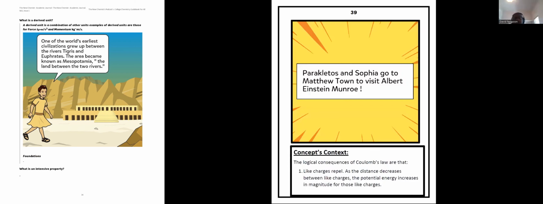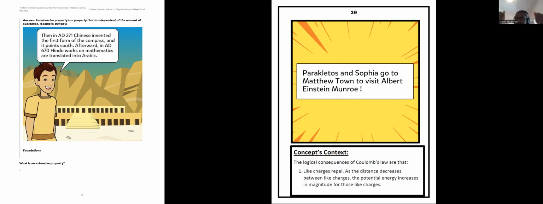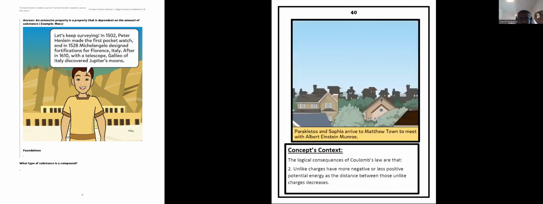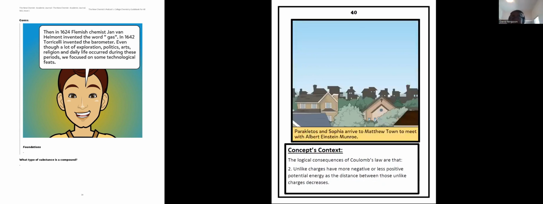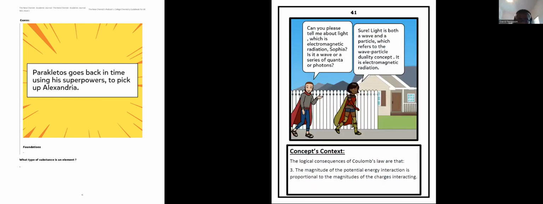I want you to remember that the logical consequences of Coulomb's law are like a pillar for many of these concepts that we're discussing, or a side pillar for some of them, and a main pillar for many. Like charges repel. As the distance decreases between like charges, the potential energy increases in magnitude. Unlike charges have more negative or less positive potential energy as the distance between them decreases. Also, the magnitude of the potential energy interaction is proportional to the magnitude of the charges interacting.